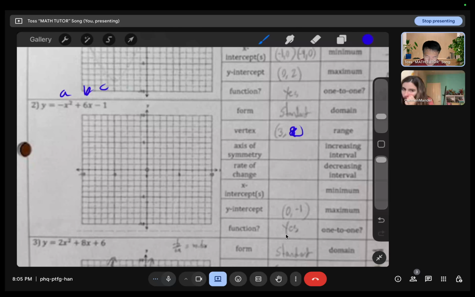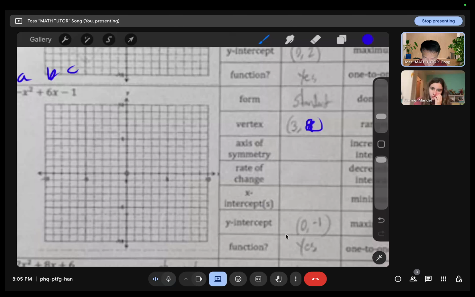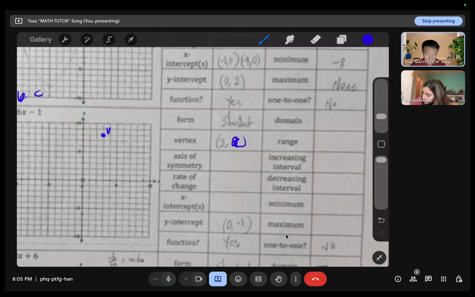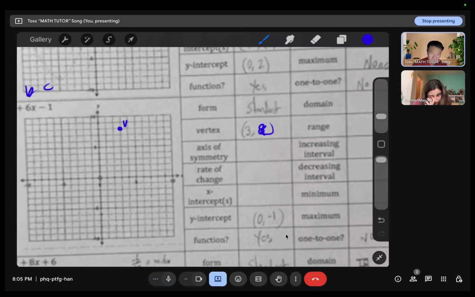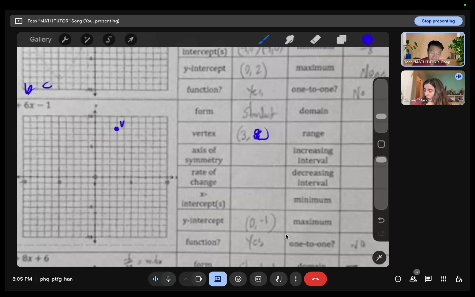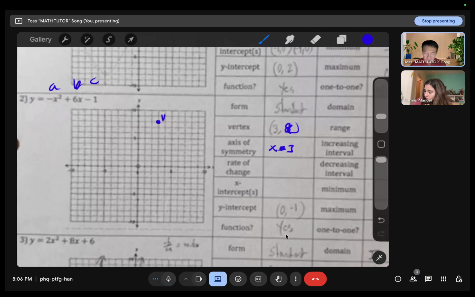Let me see here. 5, 6, 7, 8 right here. That's it. Yeah, double check. Yes, 3 comma 8 right there. That's your vertex. You could write V right now just to make note. And axis of symmetry, do you remember? You can answer that right now: x equals 3. Yes, it's the x coordinate of the vertex.